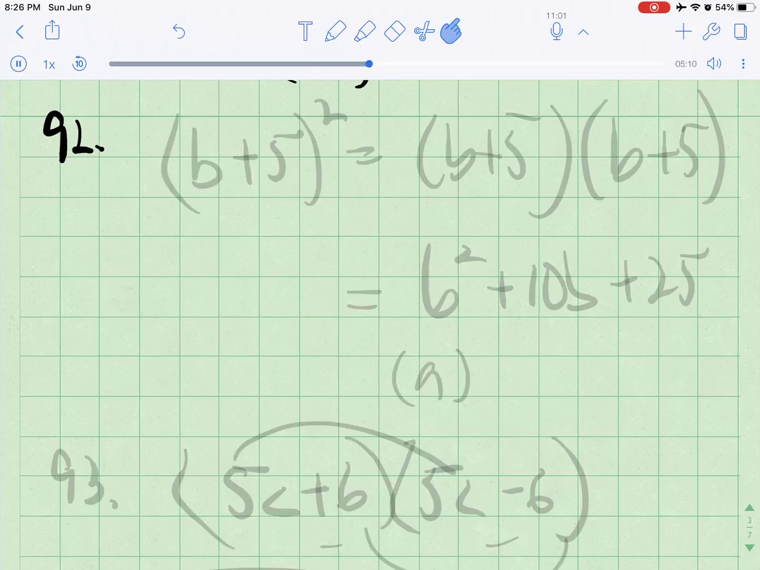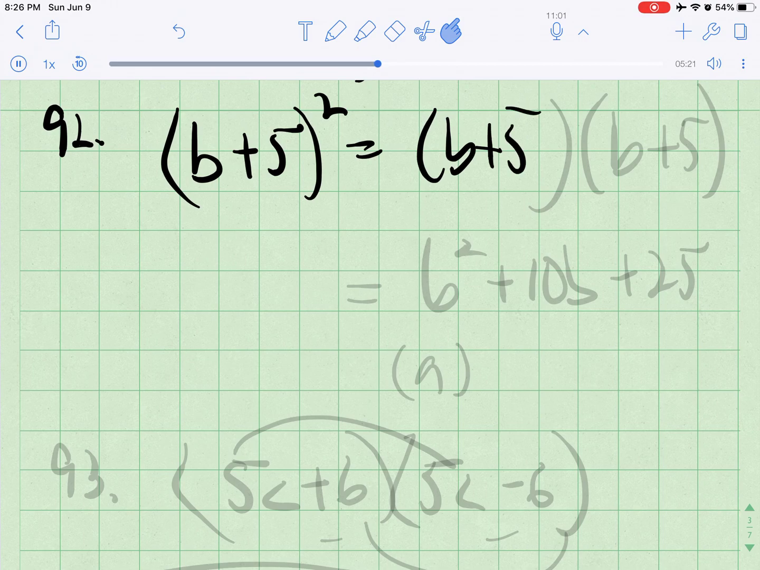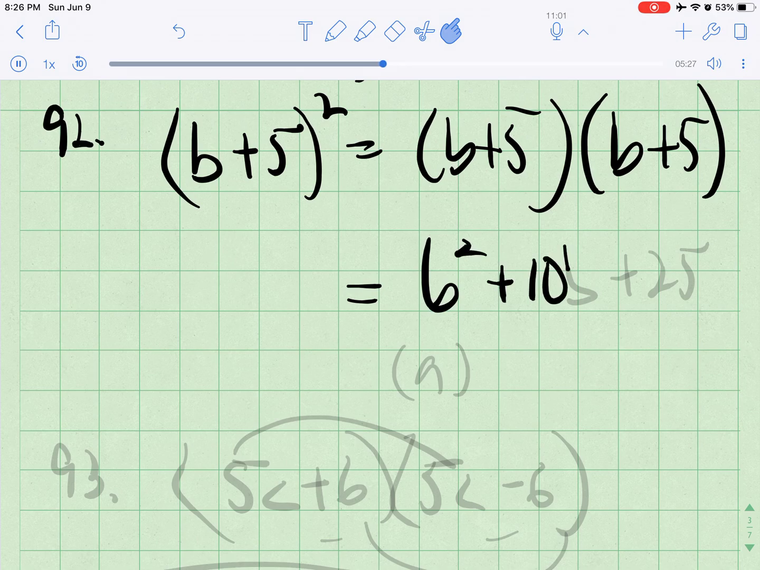92. The term b plus 5 raised to the second is equal to b plus 5 times b plus 5. This is b squared plus 10b plus 25, which is choice C. Wait, no. Choice A.